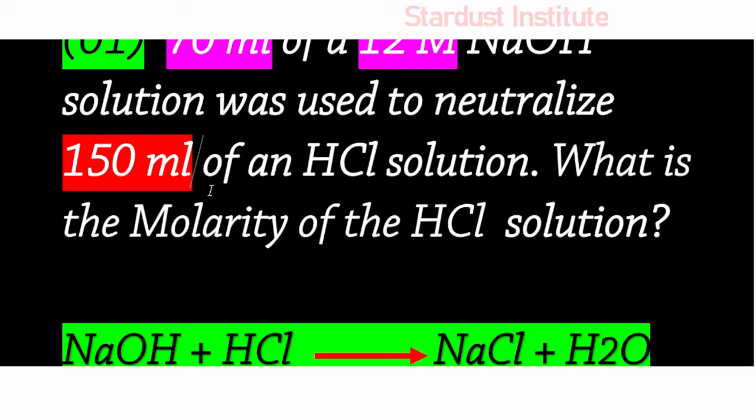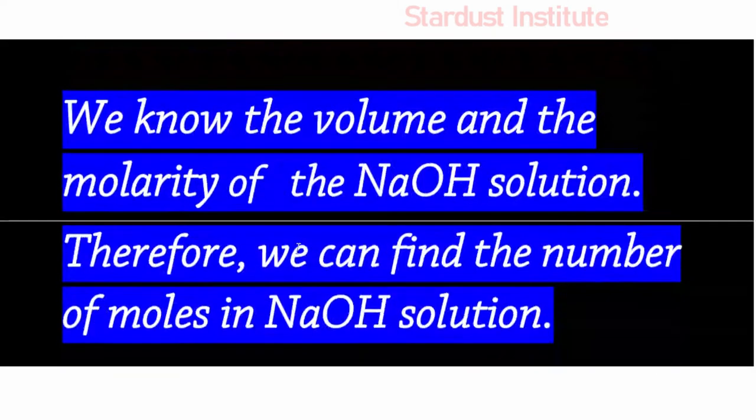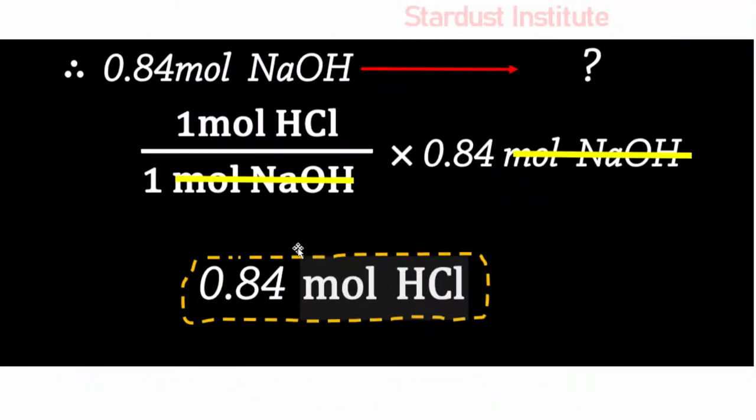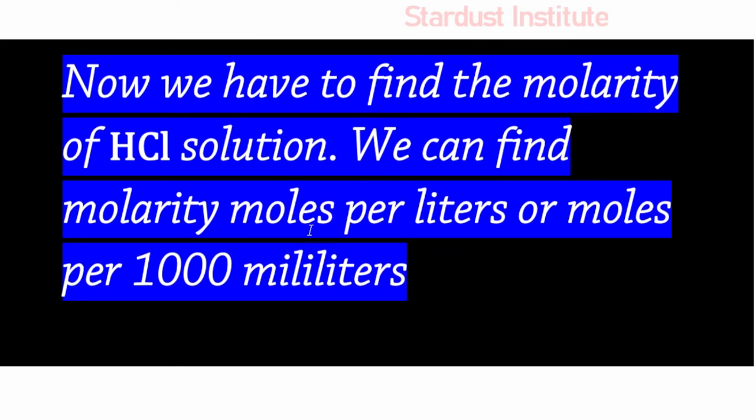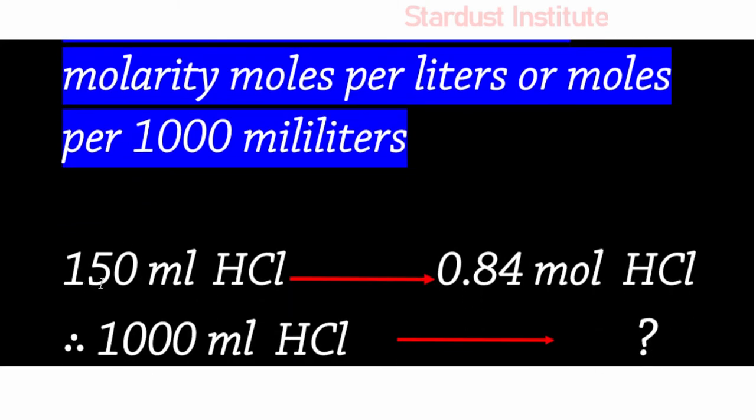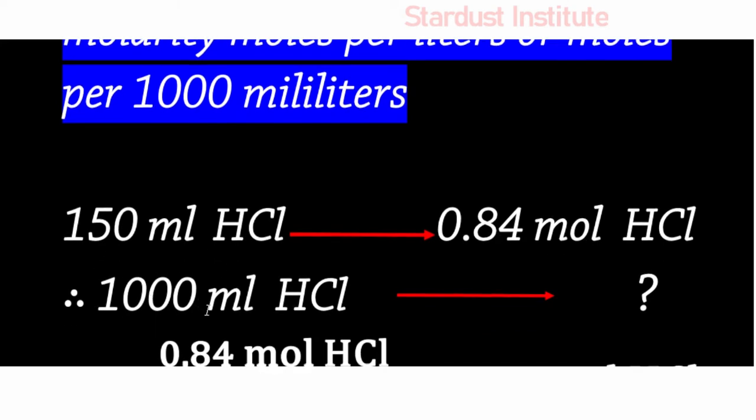Now we have to find the molarity of the HCl solution. We can find the molarity in moles per liter or moles per 1000 milliliters. In 150 milliliters of this HCl solution, there are 0.84 moles of HCl. Then, in 1000 milliliters of this HCl solution, how many moles of HCl are there? It is molarity.